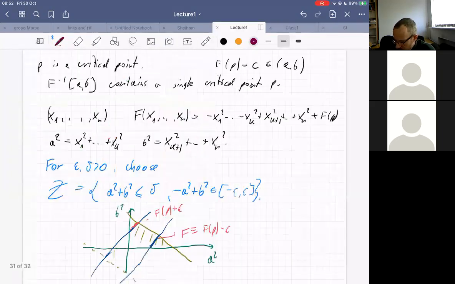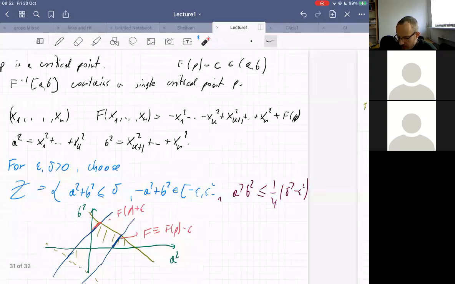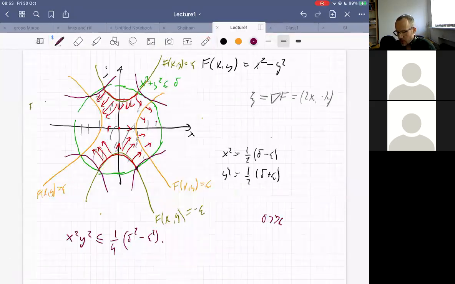And here we should add this part also. Sorry. A squared b squared. I will tell you what this is about, but I won't draw it in here. So what is the meaning, especially of this purple part? The purple part, the boundary of the Z region is this.